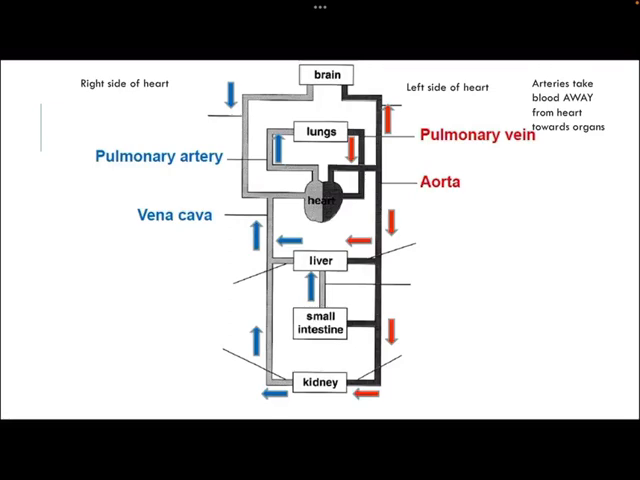the aorta taking the blood away from the heart, then going to the liver. It is through the hepatic artery. The hepatic portal vein links the small intestine to the liver. The hepatic vein is then connecting to the vena cava.